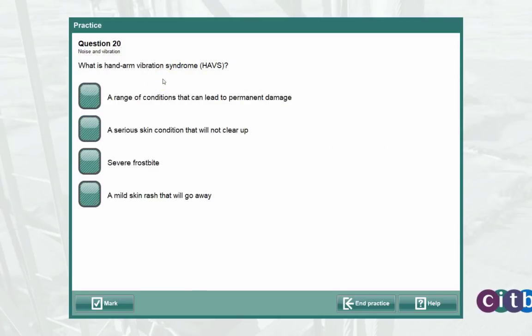What is hand-arm vibration syndrome, HAVS? A range of conditions that can lead to permanent damage. A serious skin condition that will not clear up. Severe frostbite. A mild skin rash that will go away.